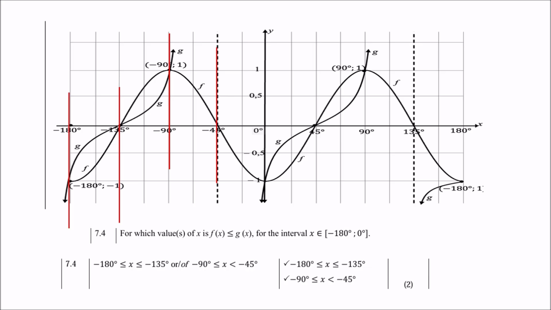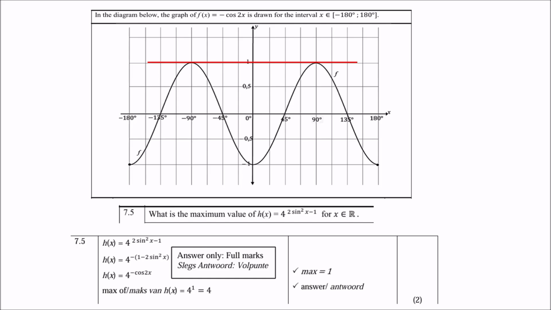Right, question 7.5, what is the maximum value of h of x equals 4 to the power 2 sine squared x minus 1 for x all real values? We have to be a bit creative here. If you look at the exponent 2 sine squared x minus 1, if you take out a negative, you get 1 minus 2 sine squared x in the bracket, which of course represents the cos of a double angle. So we can replace the exponent with minus cos of 2x.